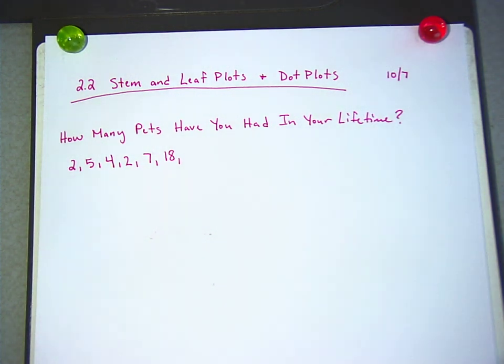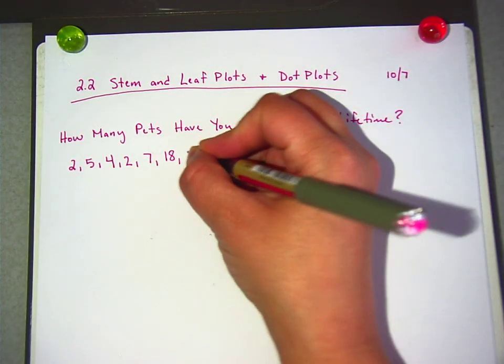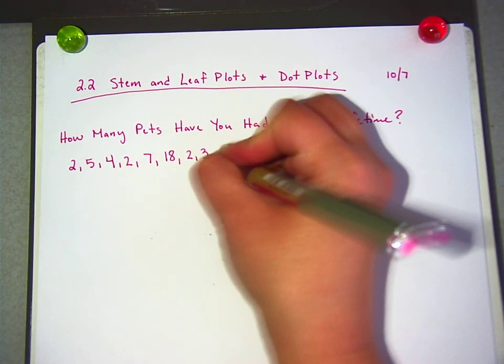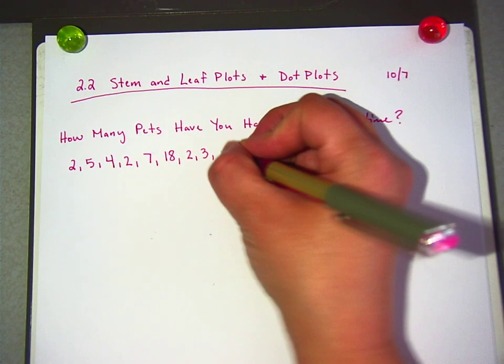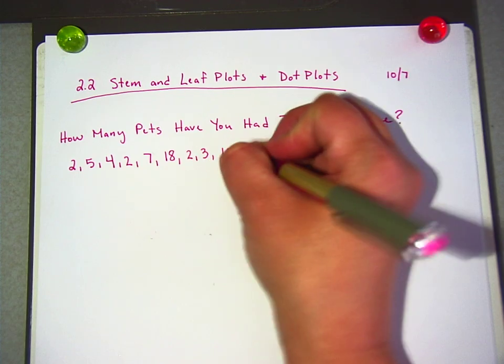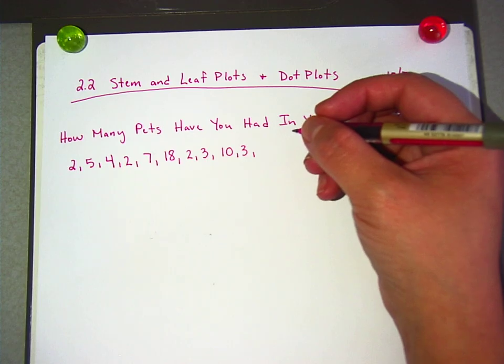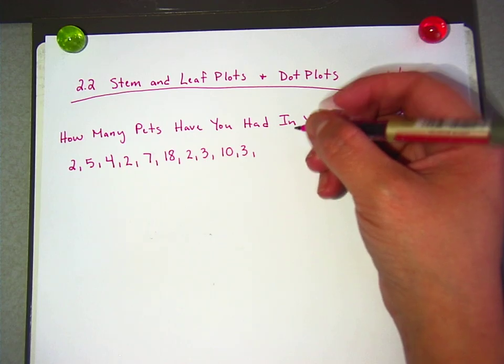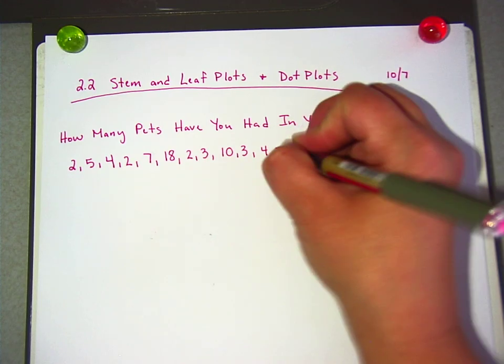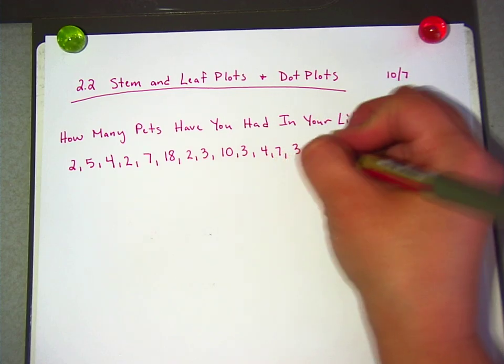All right, Grace, what two numbers did you get? 2 and 3. Okay. 10 and 3. We're surprised we have so few. Louv, your turn. 4 and 7. 3 and 6. Oh my gosh, you guys.